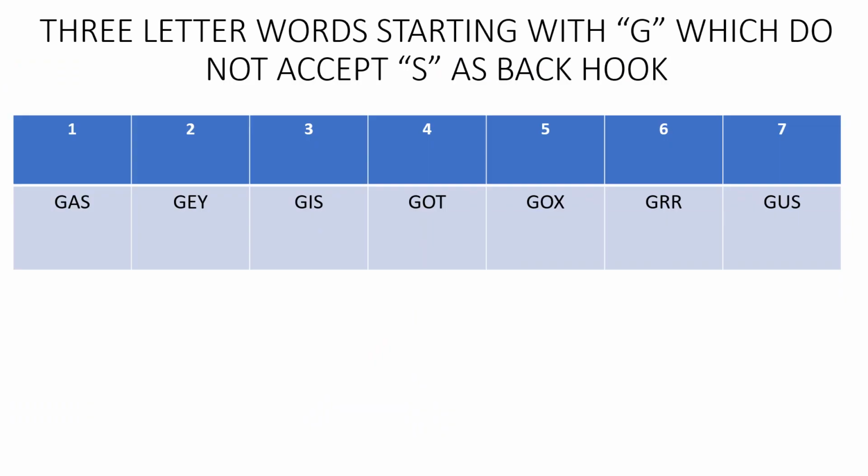And this has to be very important. These seven words do not accept S as back hook. Like gas, it ends with S, so it's quite obvious. GY, it doesn't accept, you have to remember that. GIS doesn't accept S as back hook. GOT is the second form of get, so naturally it also doesn't accept. GOX, GRR, and GUS. These are the seven words which will not accept S as back hook.